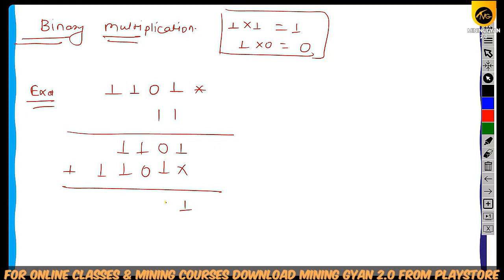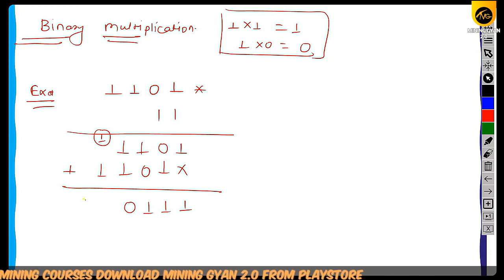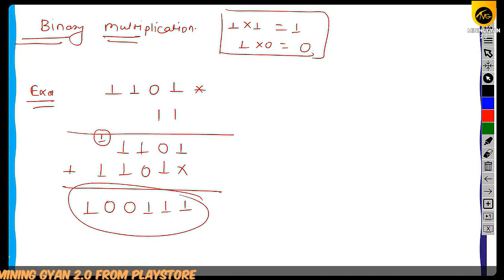Okay, so now 1 is 1. Now 0 plus 1, it will become 1. 1 plus 0, 1. And 1 plus 1, it will become 0 and carry to the next column. Now 1 plus 1, it will become 1 0. So 1 0 0 1 1 1 is the answer for the multiplication of 1 1 0 1 into 1 1. Is it clear? So basically binary multiplication is a very easy operation.